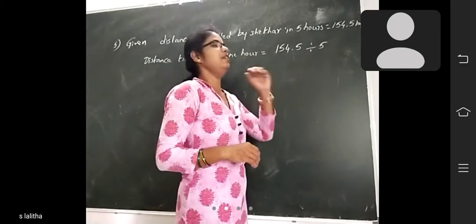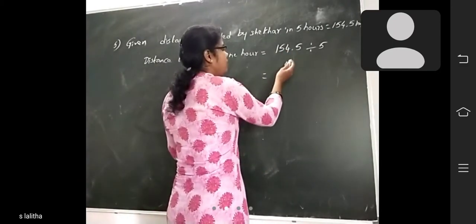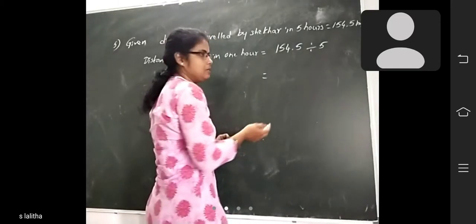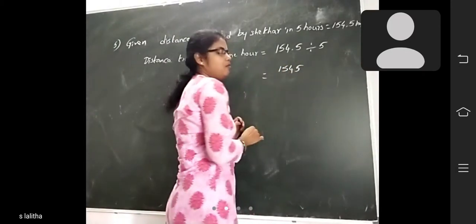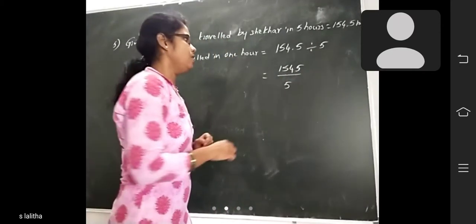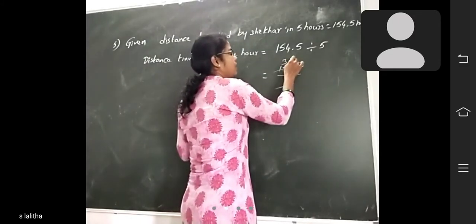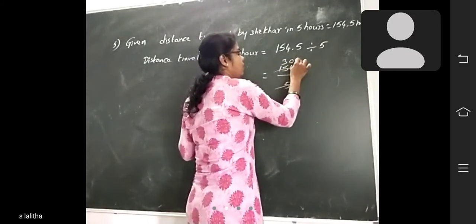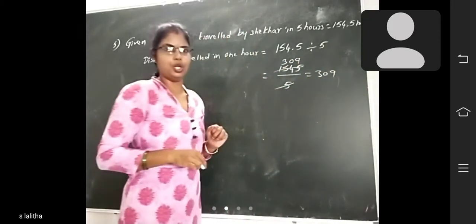Here we have one decimal. So how can you divide? First you should remove the decimal point. 1545 divided by 5. Now do the division. 5 3s are 15. Next 5 0s 0. 5 9s are 45. So 309 is the quotient.